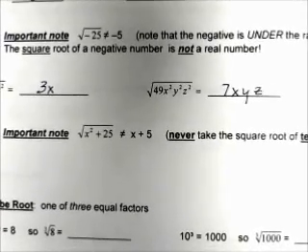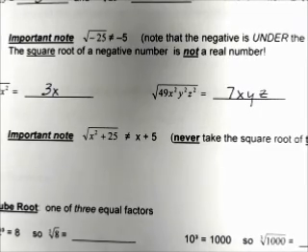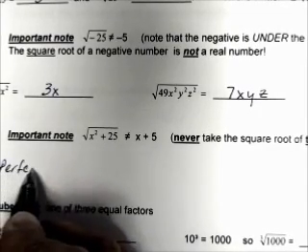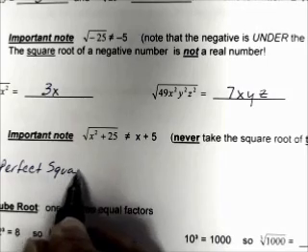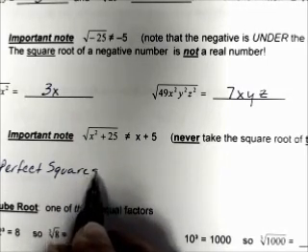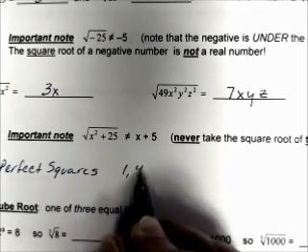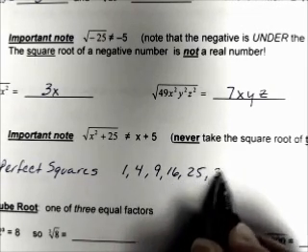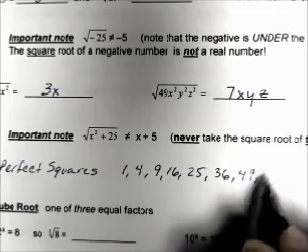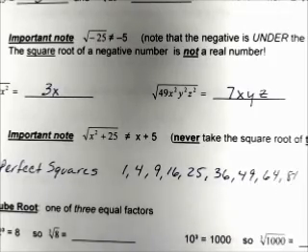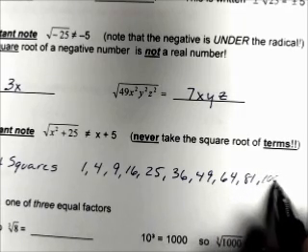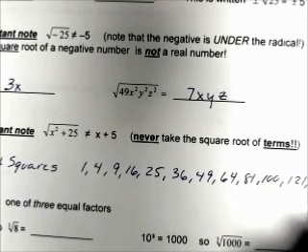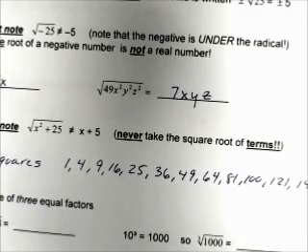If you don't recall your perfect squares, then maybe we should write them down, because you need to be familiar with perfect squares in order to take square roots easily. Your perfect squares are 1, 4, 9, 16, 25, 36, 49, 64, 81, 100, 121, 144, and so on. Again, you need to be familiar with perfect squares in order to take square roots easily.